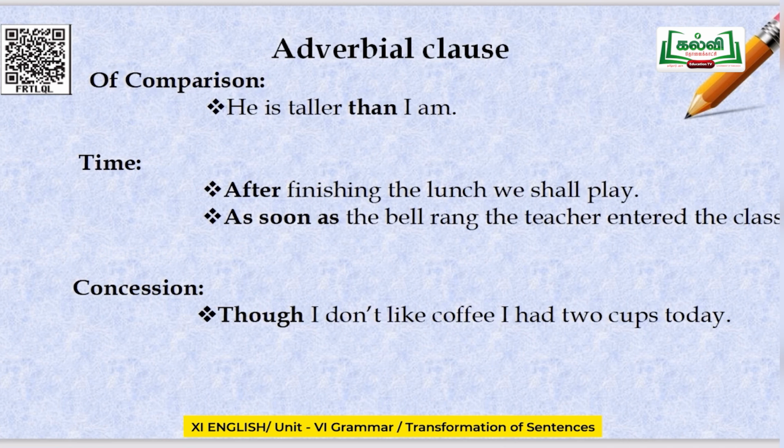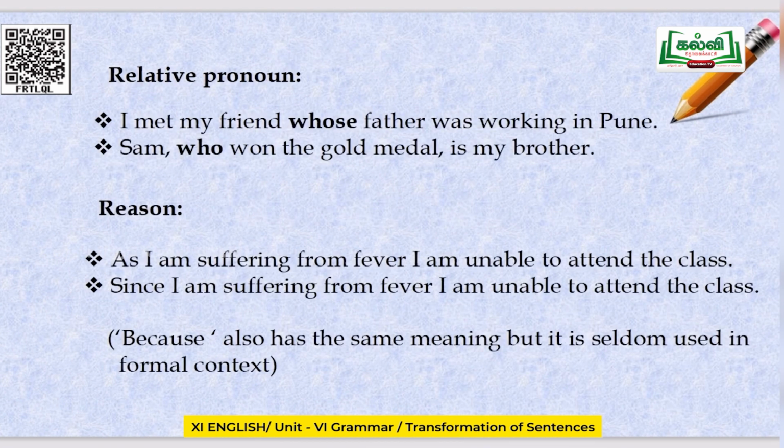Next one is adverbial clause of concession. Though I don't like coffee, I had 2 cups today. Concession means the two sentences will be in contrast. So you should use the word though or although. Next one is relative pronoun. This will come under adjective clause. I met my friend whose father was working in Pune. Sam, who won the gold medal, is my brother.